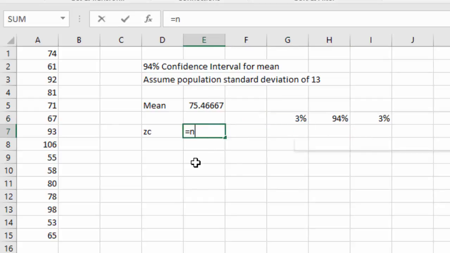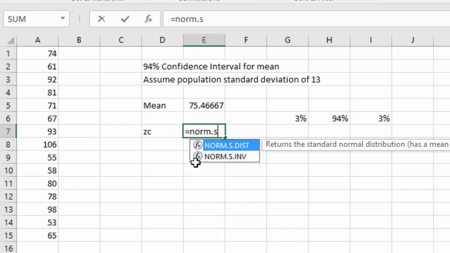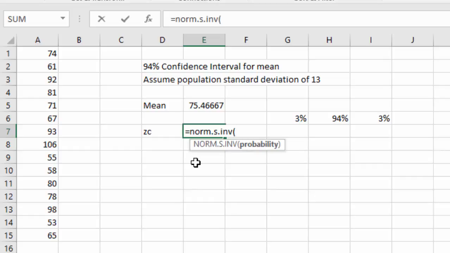So we'll hit equals norm.s, because it's standardized, .inv for inverse. Then we just have to put in that cumulative probability of 97%, 0.97, and it will tell us the z sub c of 1.88 that we need to use for this confidence interval.